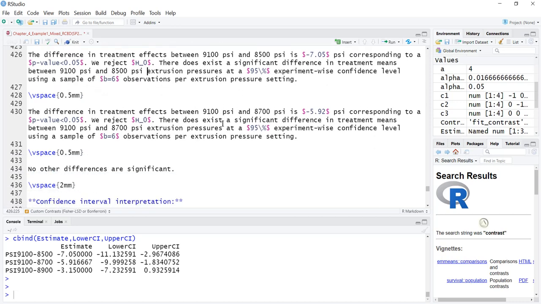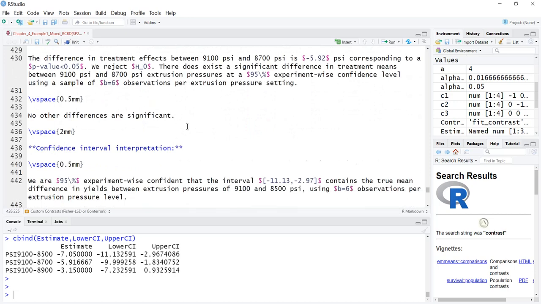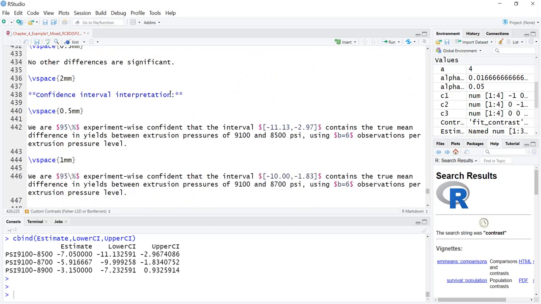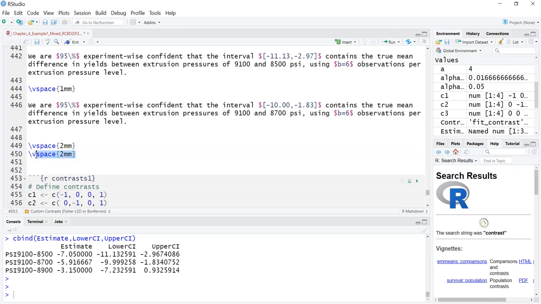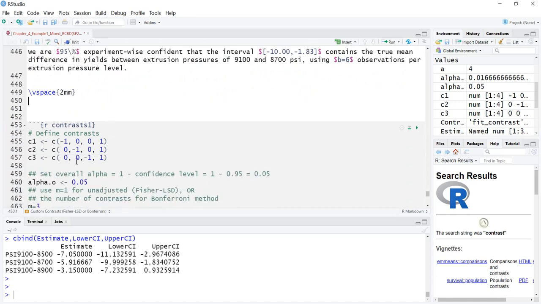And then I did the same for this one. No other differences are significant. Now, if I ask you to interpret a confidence interval, here's the write-up for that. And both of them in this case. I don't need both of these, 2 of these. Okay. Now, what if I want to change this?